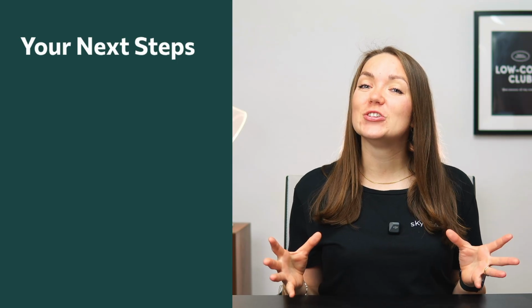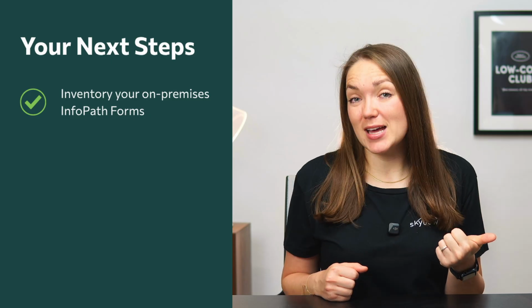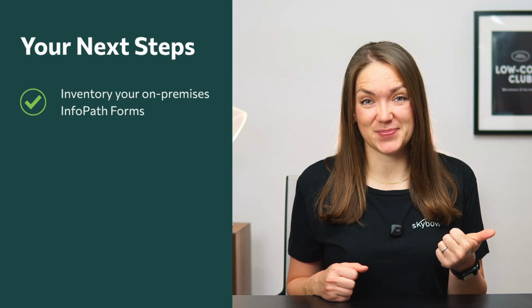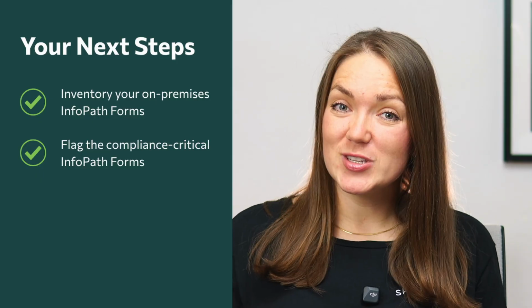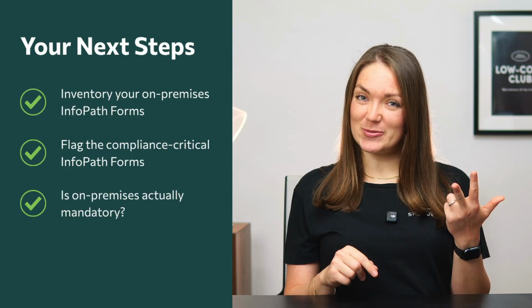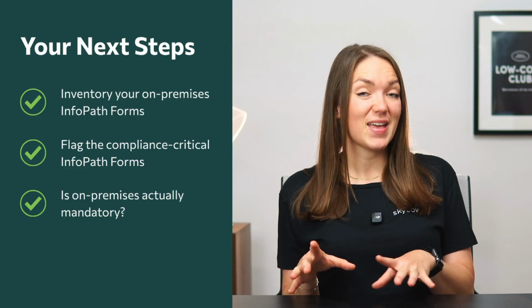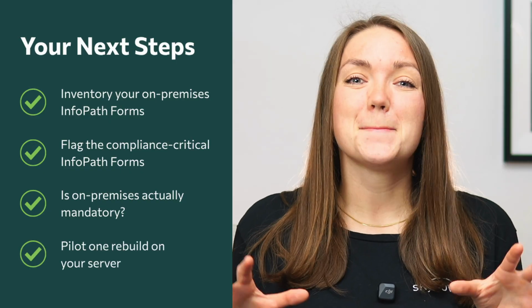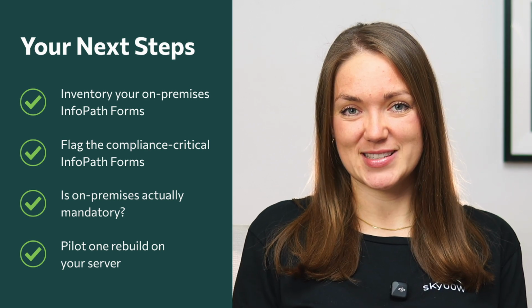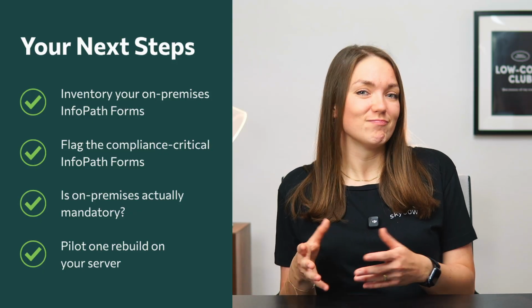Whatever you choose, there are four things you can do now. Inventory your on-prem InfoPath forms. You can't plan for forms you can't see. Flag the compliance-critical ones. Those get replaced first and carefully. Confirm your real constraint. Is on-prem actually mandatory or just habit? The answer influences your whole shortlist. And the last one, pilot one rebuild on your own. One real form tells you about the effort and the fit before the rush.